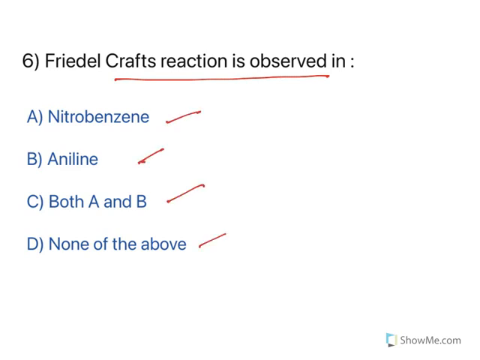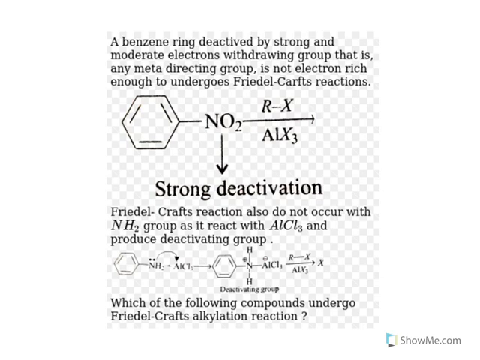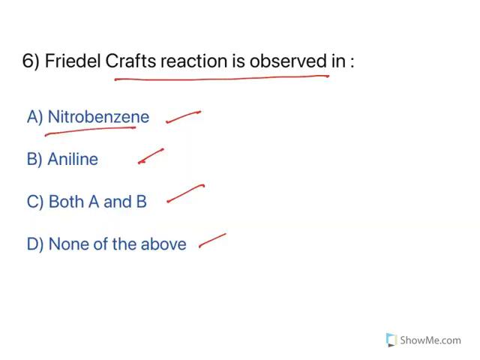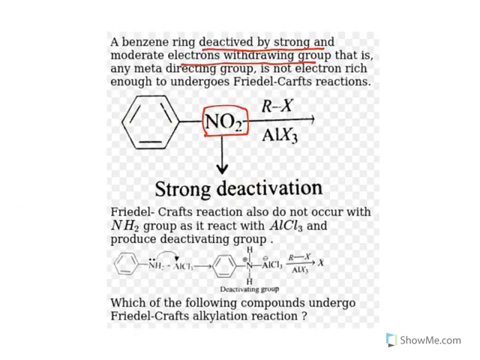So this is a tricky question. You need to understand the explanation. See, a benzene ring is deactivated by strong and moderate electron withdrawing groups. Nitro, just now we have seen. What does the question ask? See, nitrobenzene. Can you observe Friedel-Crafts on nitrobenzene? No, because it is a strong deactivating group, the reaction will not occur. In order to occur, you need to have an electron donating group.